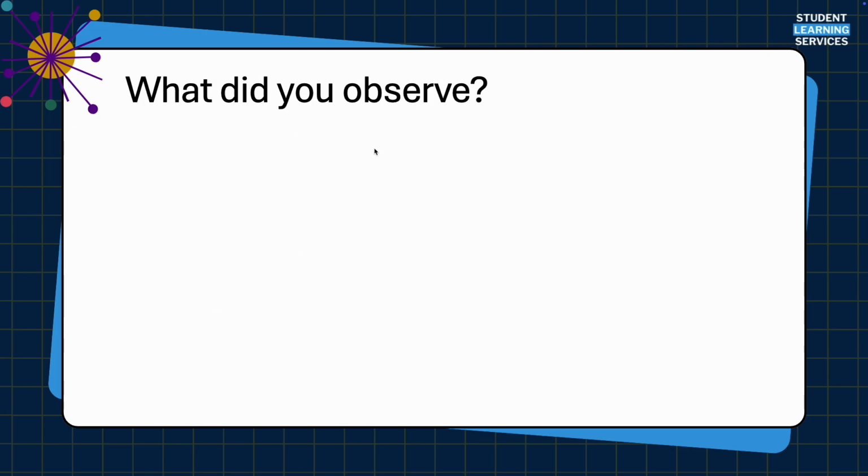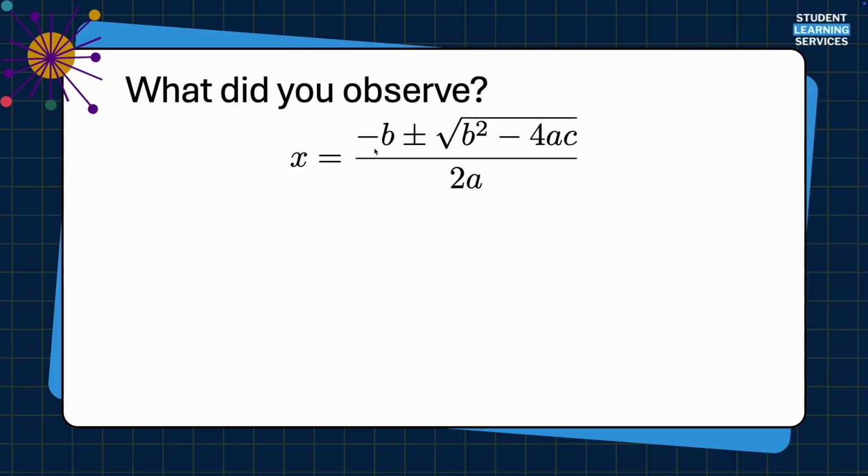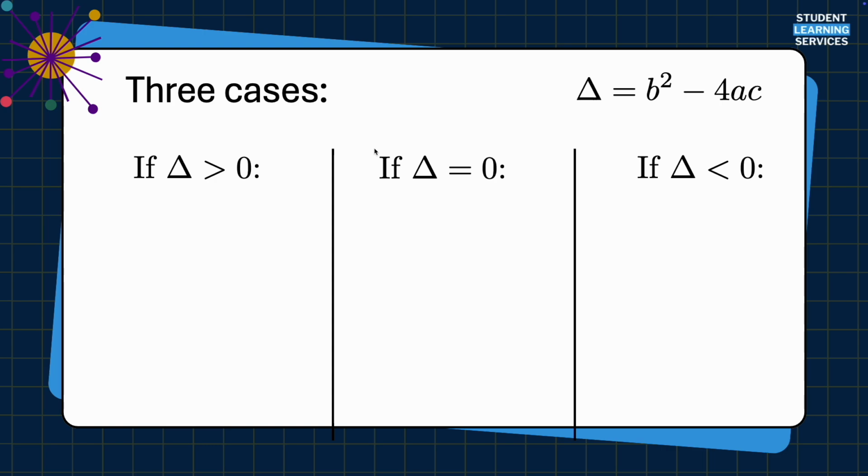What did you observe from using the quadratic formula? Notice that the b squared minus 4ac part is going to determine how many solutions you have. Therefore, it's called the discriminant. We would usually use this triangle symbol called delta to represent b squared minus 4ac. So we have three cases.